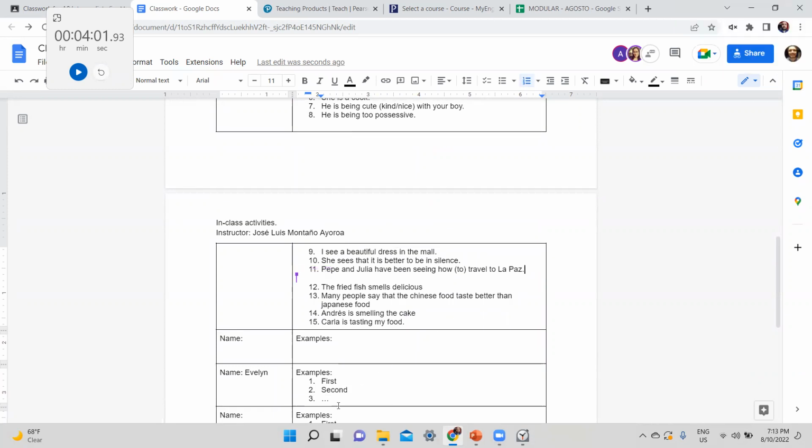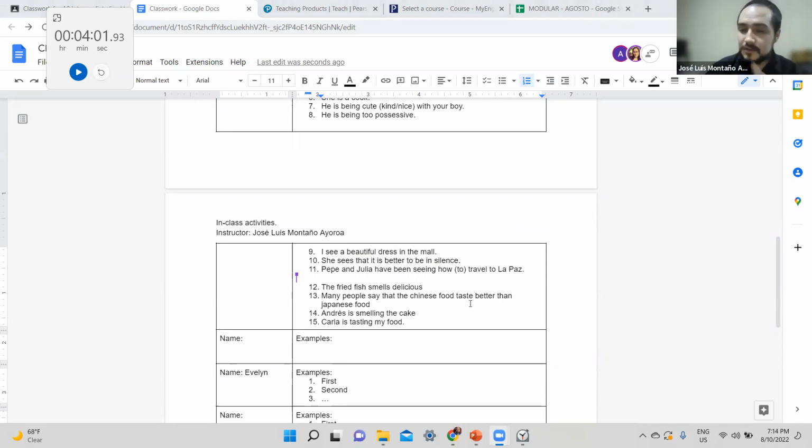Okay. The fried fish smells delicious. Many people say that the Chinese food tastes better than Japanese food. Andres is smelling the cake. Carla is tasting my food. Great, perfect. Thank you, Evelyn.